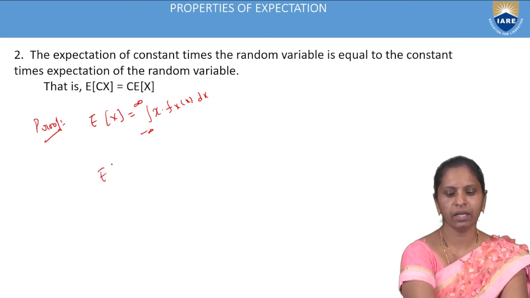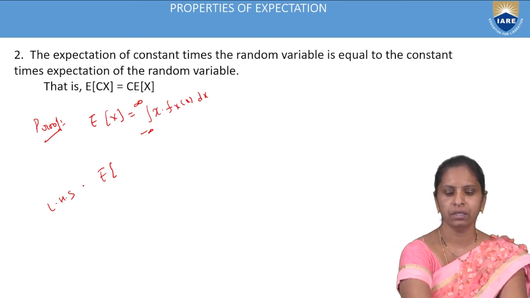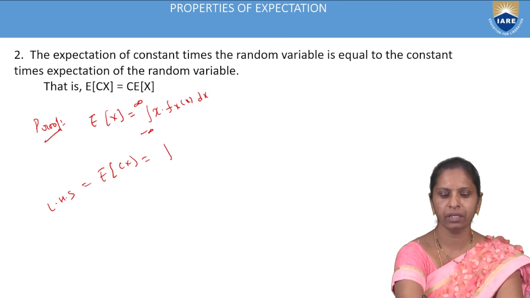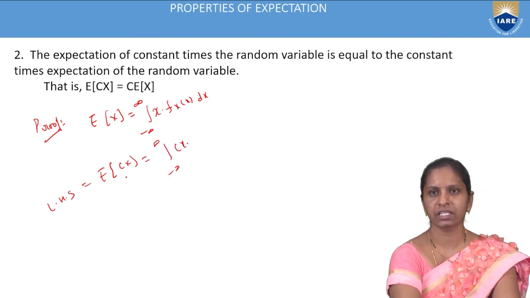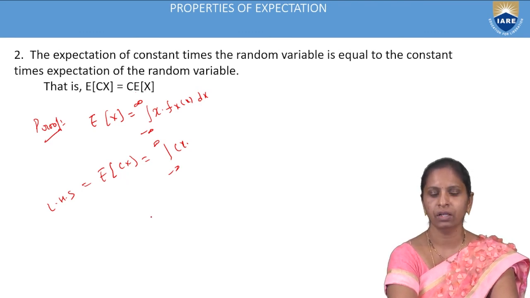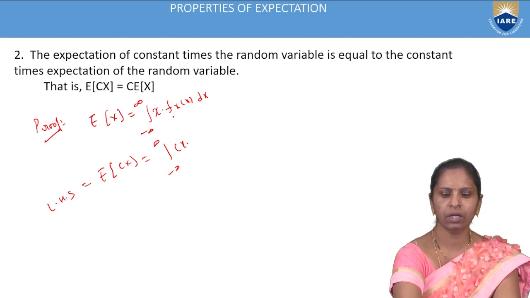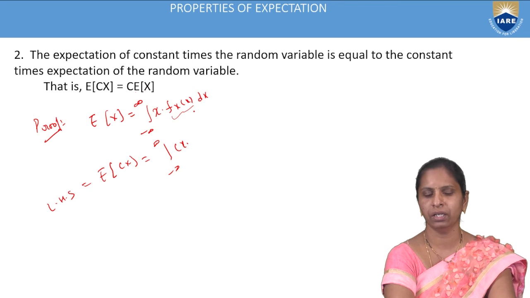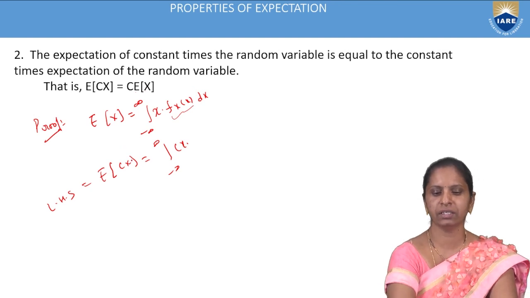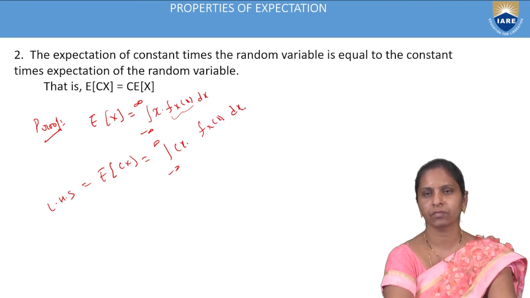But what do I have to calculate? I have to calculate the expectation of cX. So in the place of x, here I am having cx. This comes under the expectation of a function of the random variable. So don't replace your x by cx in the density function. Here I write only the density function of the random variable, which is f of x dx.